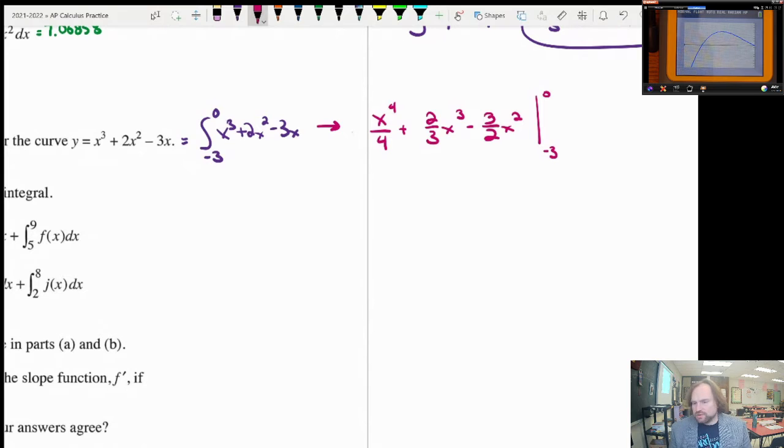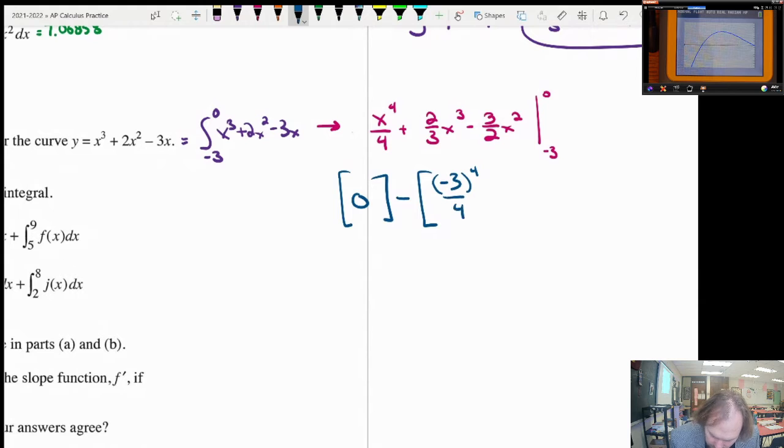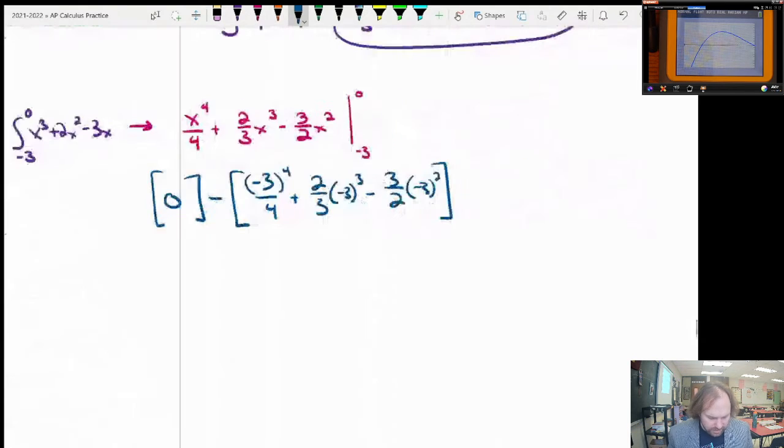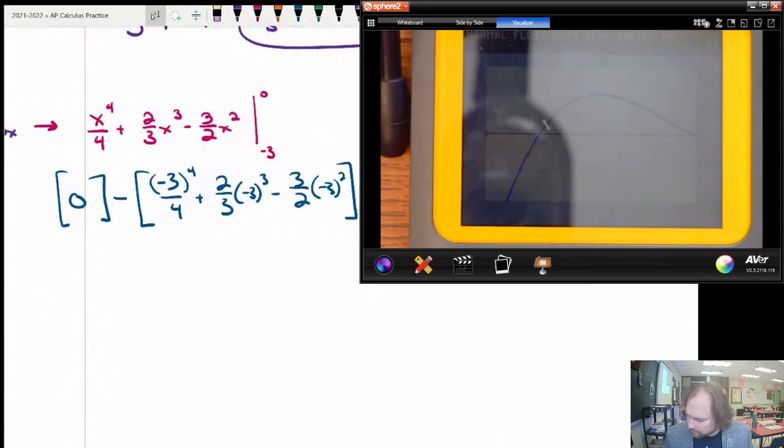Now, it seems like a large task to do, but when you plug in 0, that whole thing just zeroes right out. So I like to break these up into two big chunks. The first chunk is just going to be 0, as discussed. I'm not even going to bother plugging in 0 to all four of those things. And then the one that's going to be kind of a pain, but we'll use the calculator for most of it. We're going to do negative 3 to the fourth power over 4 plus 2/3 times negative 3 to the third power minus 3 over 2 times negative 3 squared. So basically whatever we get in that chunk, we're going to make it positive, essentially.